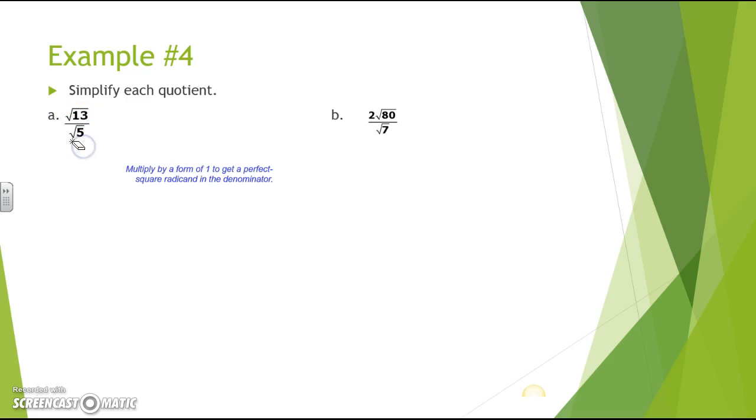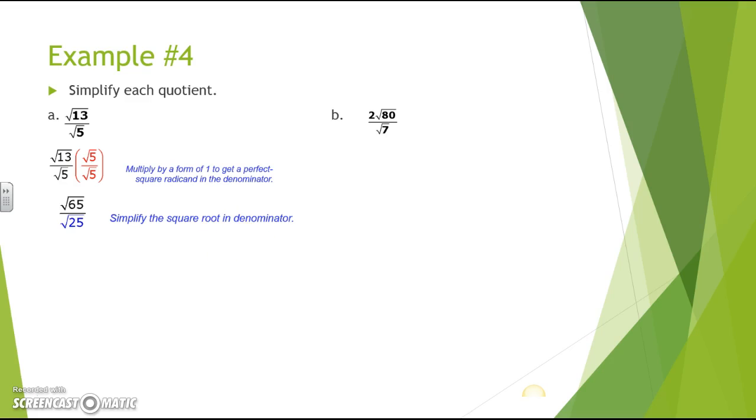And in order to do that, we're going to multiply the square root of 5 to the denominator, but then we're also going to multiply it by the numerator as well. So what you do is you take the denominator square root value and you multiply it to the numerator and denominator. And then what you're going to do is simplify the square root in the denominator.